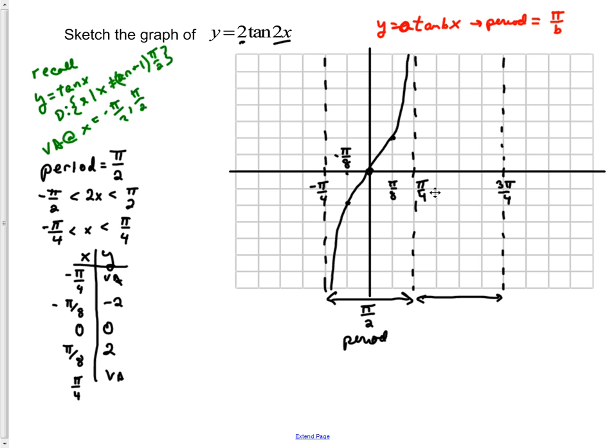The next cycle over will repeat the same pattern. At the halfway mark, it'll pass through the origin. At the first quarter mark to the left of that, it's going to go through negative 2, and at the first quarter point after that, it's going to go through positive 2, and repeat that same pattern over again. So repeating this pattern twice right here, we notice that that is exactly what it's going to look like, and our period is just simply repeated over and over again as many times as we like.